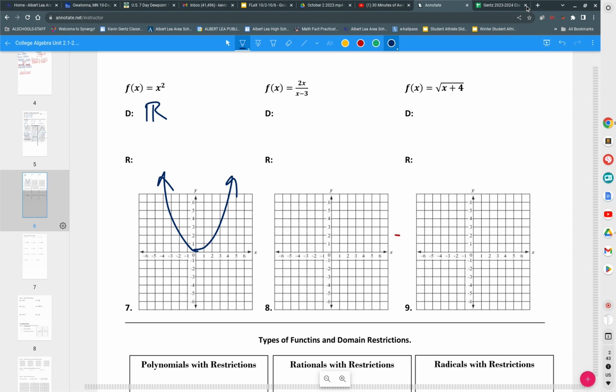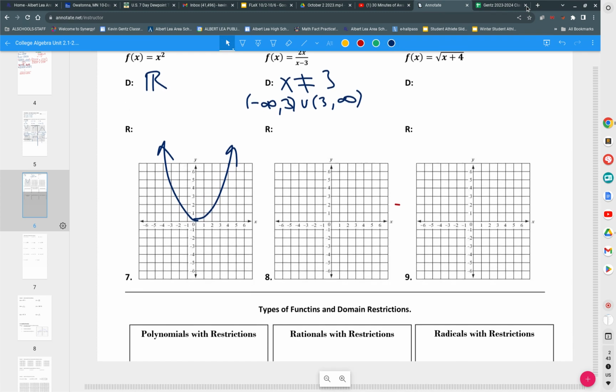This one's different. There's one spot where I don't get an output. Anybody know the number where I don't get an output? 3. 3, why? Can't have 0 on the bottom, because that would produce 0 in the denominator. The domain is x cannot be 3. Or in other words, the domain is from negative infinity to 3, union 3 to infinity.